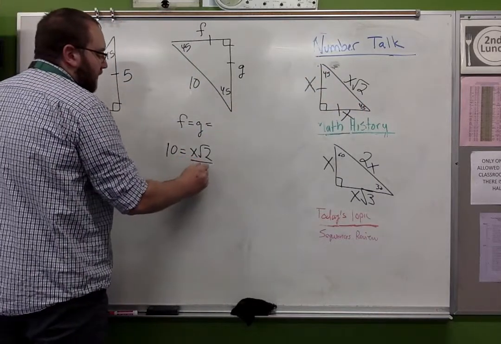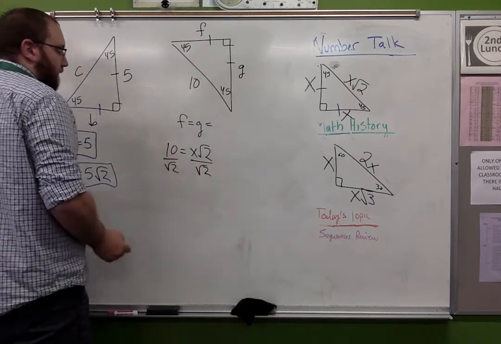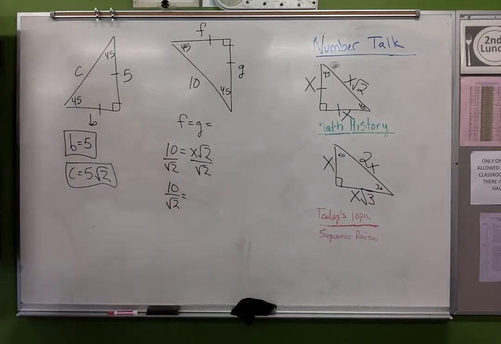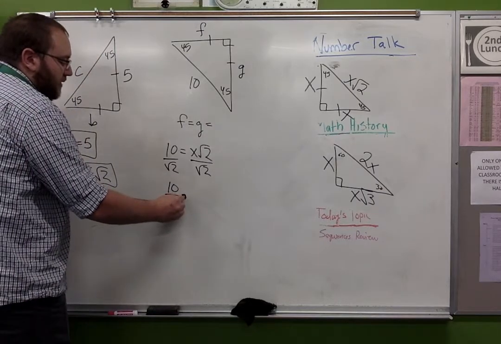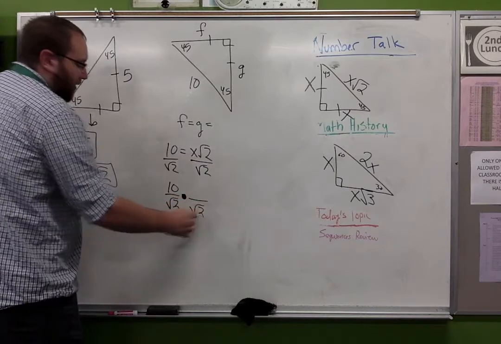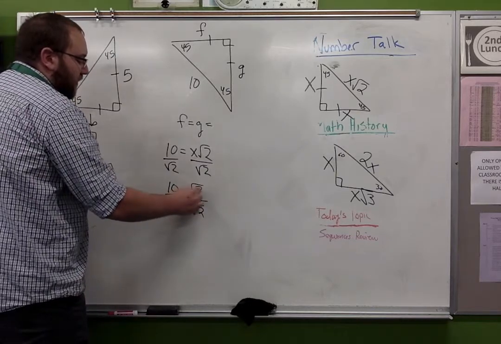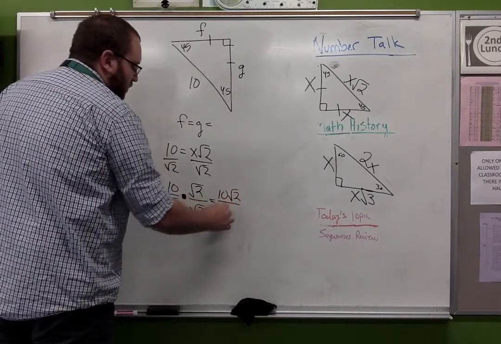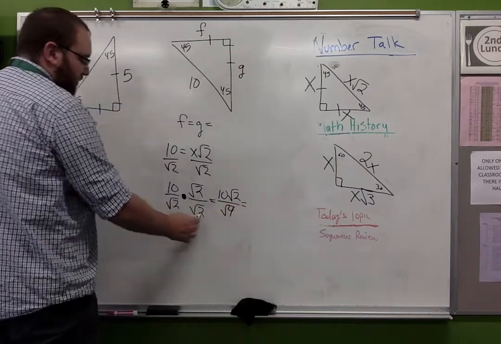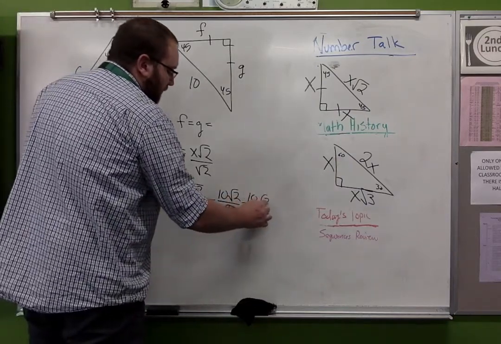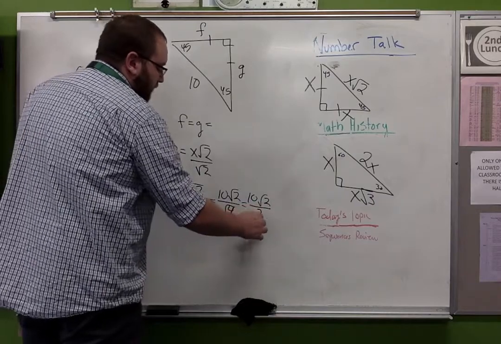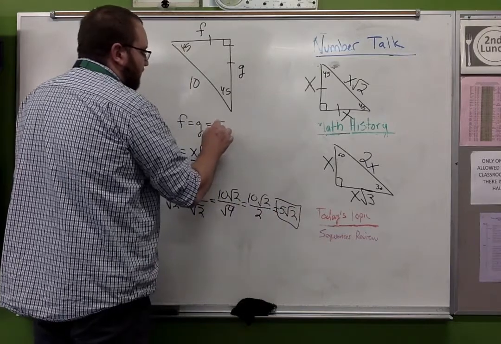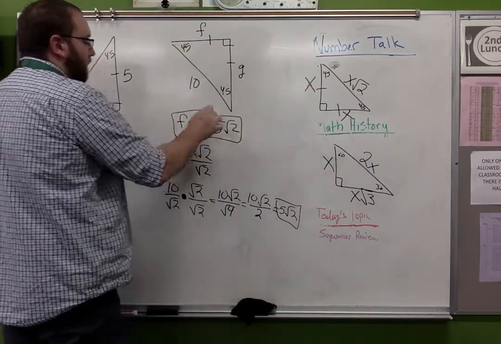Get x by itself: divide by square root of 2, divide by square root of 2. So 10 over square root of 2. Now remember, this isn't simplified. You've got to fully simplify. So to get rid of the radical in the denominator, you multiply the denominator by itself, square root of 2. Whatever you do to the denominator, you have to do to the numerator. 10 square root of 2 over square root of 4, right? 2 times 2. The square root of 4 is 2. 10 divided by 2 is 5. So 5 square root of 2. So this is 5 square root of 2. There's your answer.